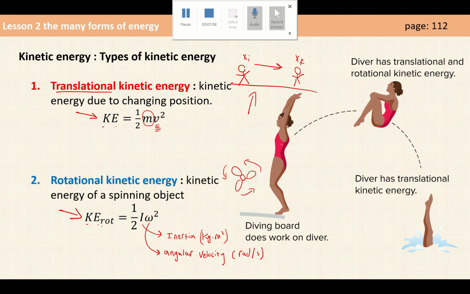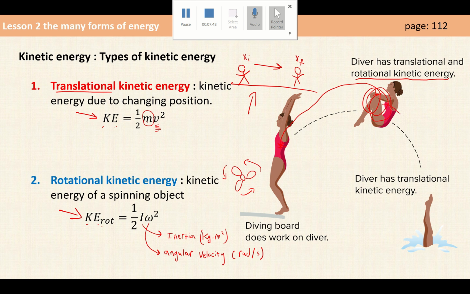Here, this is an example of an object that has both a translational kinetic energy and rotational kinetic energy. When this person stands on the board and she pushes herself downwards, the diving board will push her upwards, doing work on the diver. Now this diver starts to go up into the sky and starts to rotate, hence it has rotational kinetic energy, and at the same time you can see that it moved a distance, it moved from one place to another, so it also has translational kinetic energy.